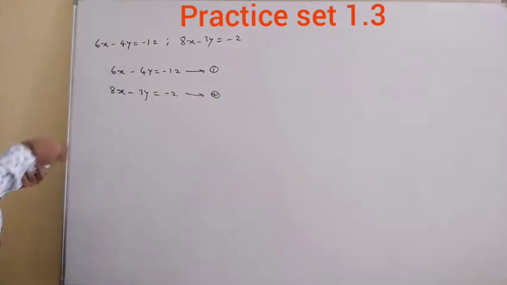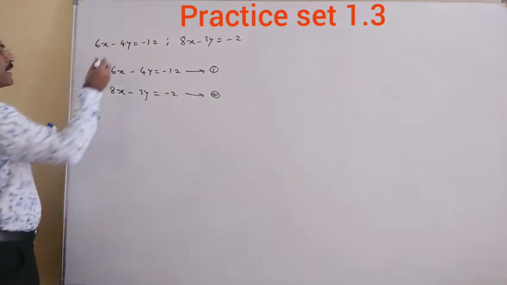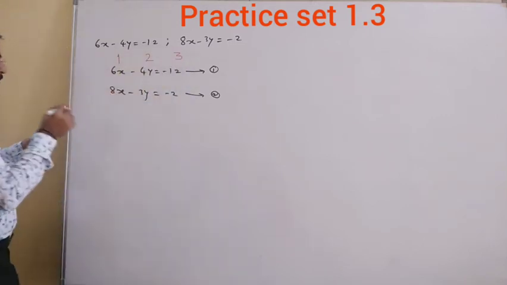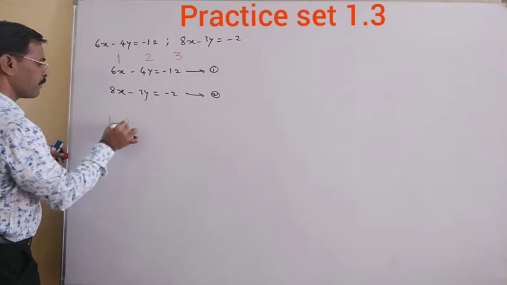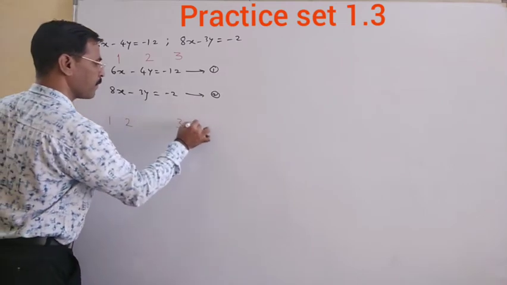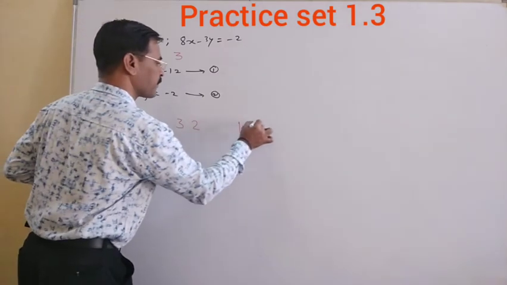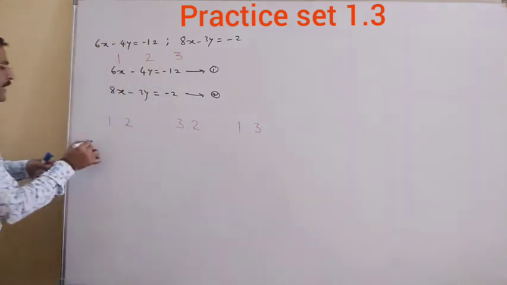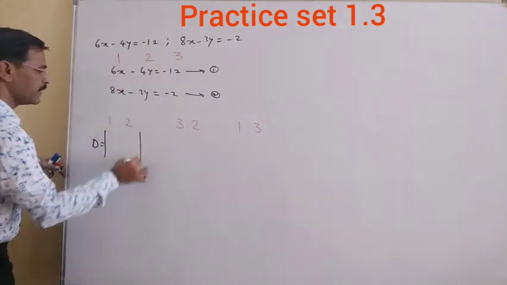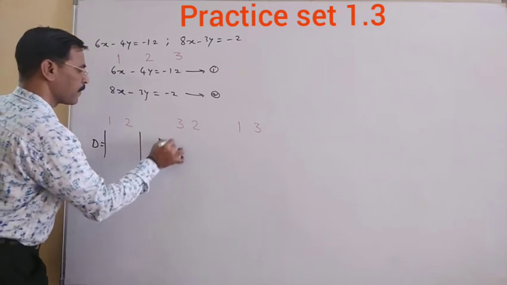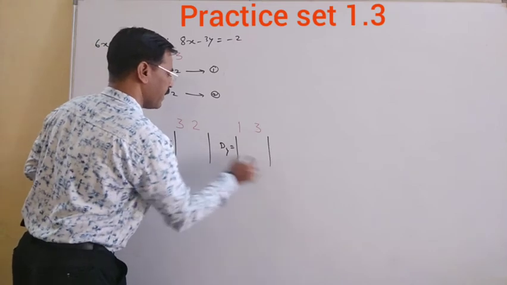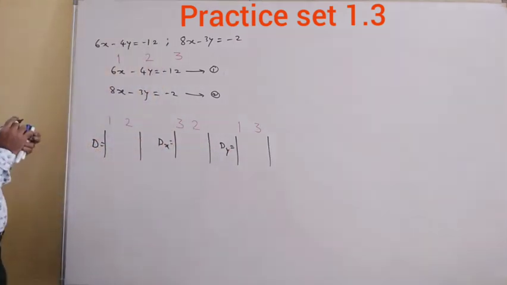And we know as usual, 12, 32, 13. This is 1, 2, 3. 12, 32, 13 means what? 12, 32, 13. So that will be D, dx and dy. Okay friends, D, dx and dy.